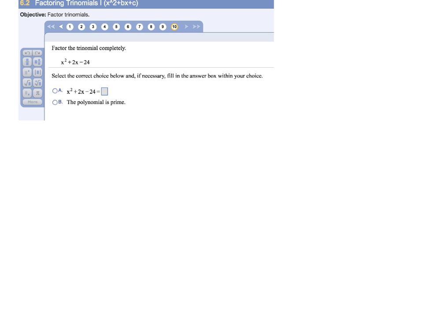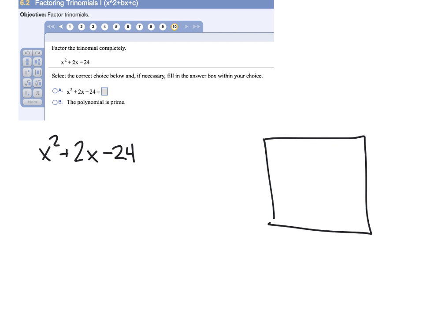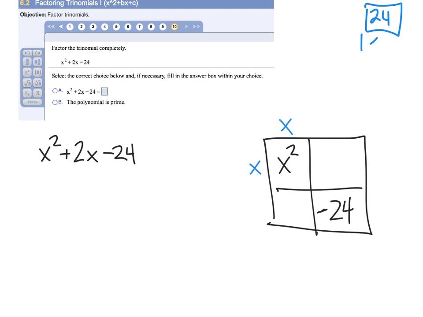So we've got x squared plus 2x minus 24. And we're going to make our little box over here. And we know that the x squared goes up there, and the negative 24 goes down here. And we automatically know that the way to get x squared is to have an x times x. Now we've got some choices for 24, and we're going to ignore the sign. Well, how can you get 24? Well, 1 times 24, 2 times 12, 3 times 8, 4 times 6. We have a lot of choices.